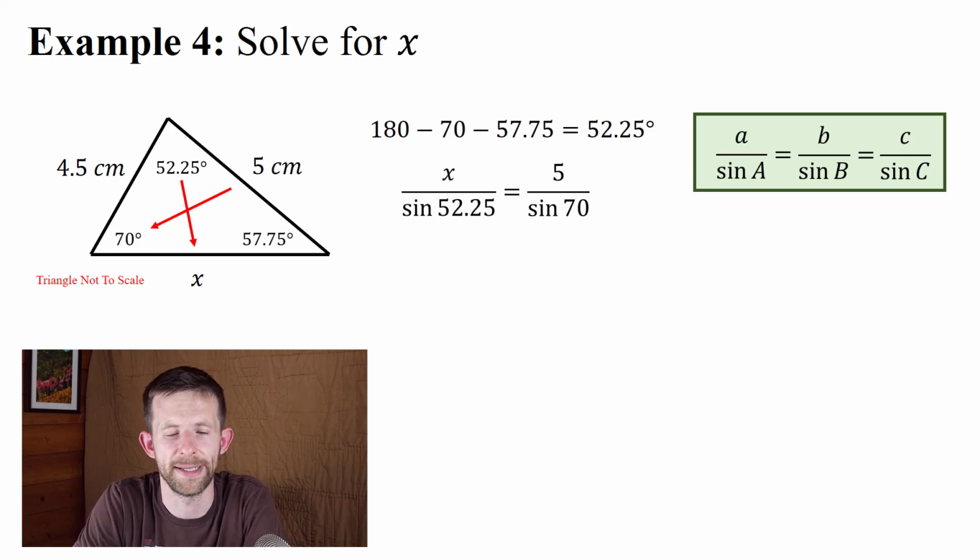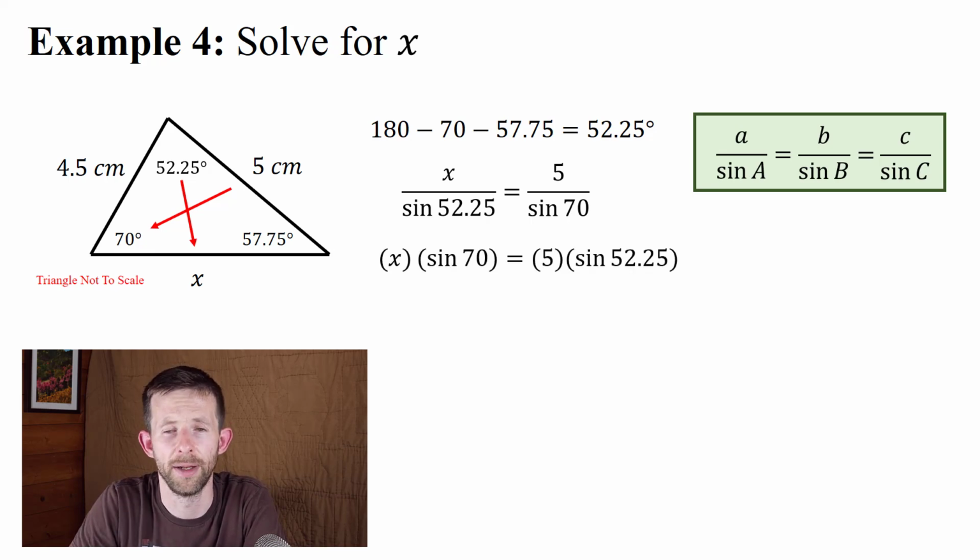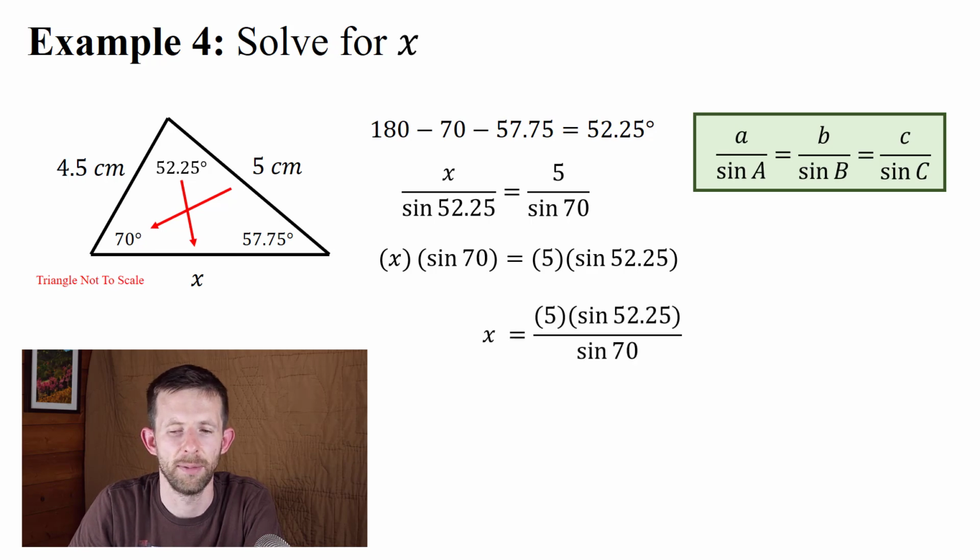Once my proportion is set up, it's pretty straightforward. I cross multiply, divide both sides by sine of 70 to get x by itself, plug that into the calculator, and you're done. So that's the law of sines. It's pretty straightforward. Find an angle and its opposite side, set up a proportion, cross multiply, and evaluate.